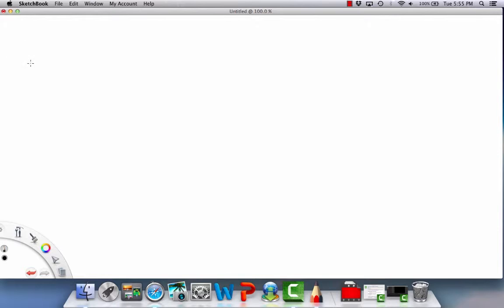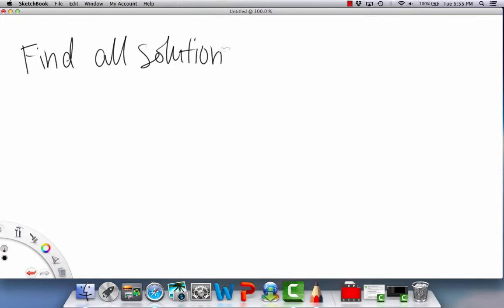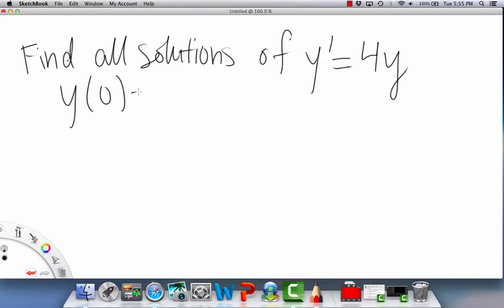Quick example. Find all solutions of the following. They're going to give us this differential equation. Then we're going to find all solutions, and then we're going to find when it satisfies this. So two parts to this question. So when does it equal this?